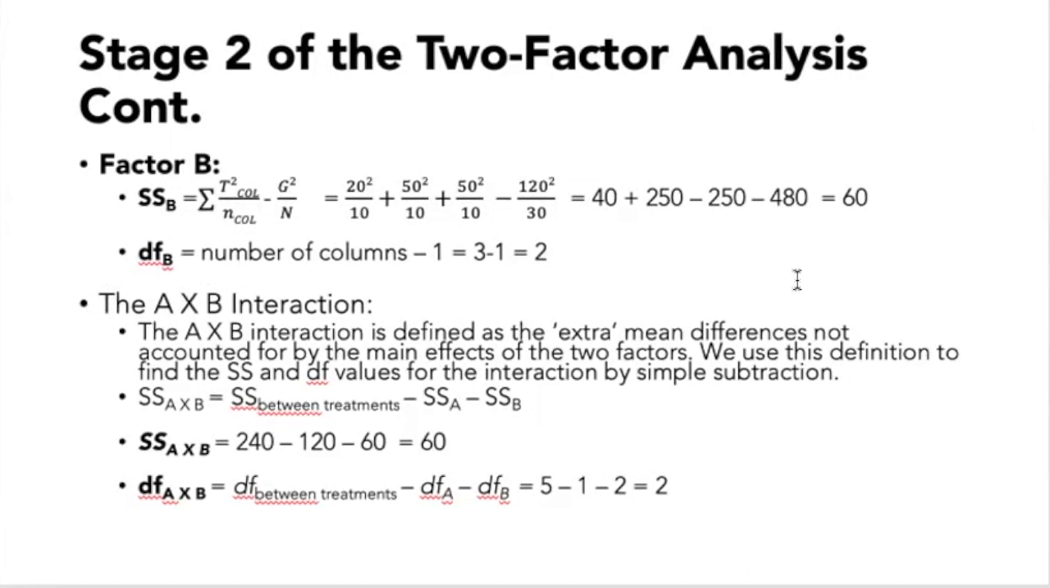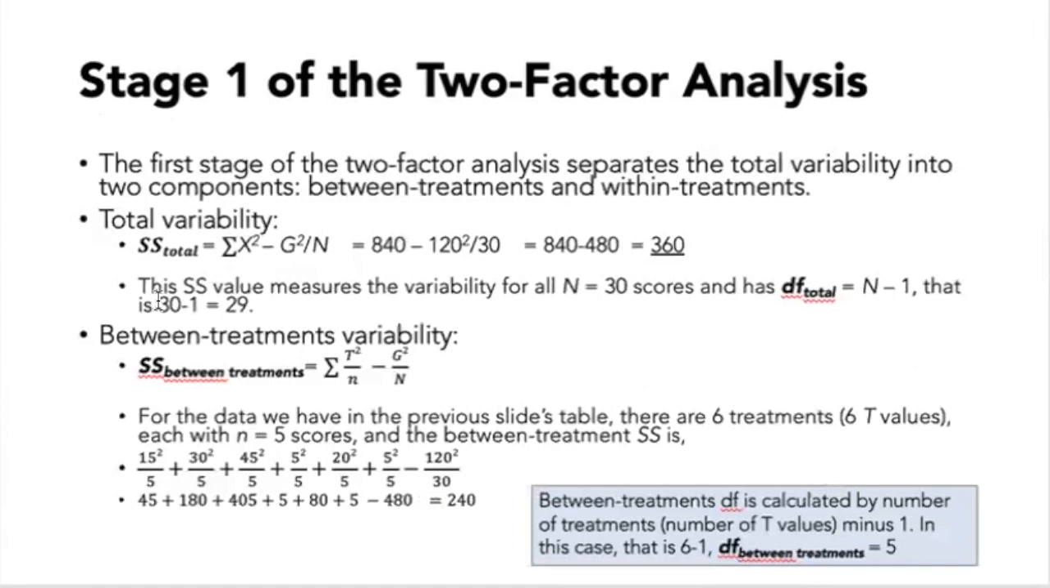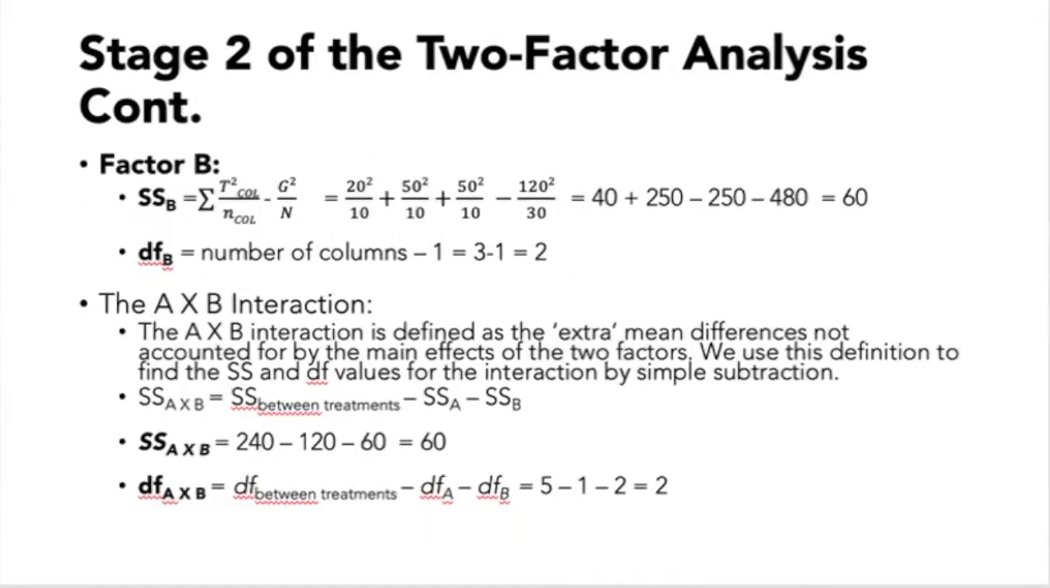And for the interaction, we have sum of squares A times B. So here the calculation is sum of squares between treatments minus sum of squares A minus sum of squares B. So that one is going to be SS between treatments. We have done it earlier. That is 240. We have 240 here. And then we have to find sum of squares for A and sum of squares for B.